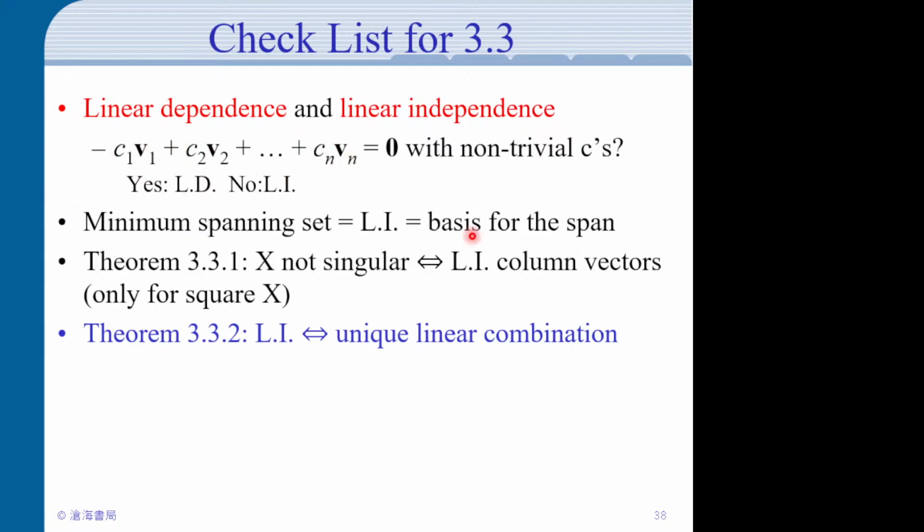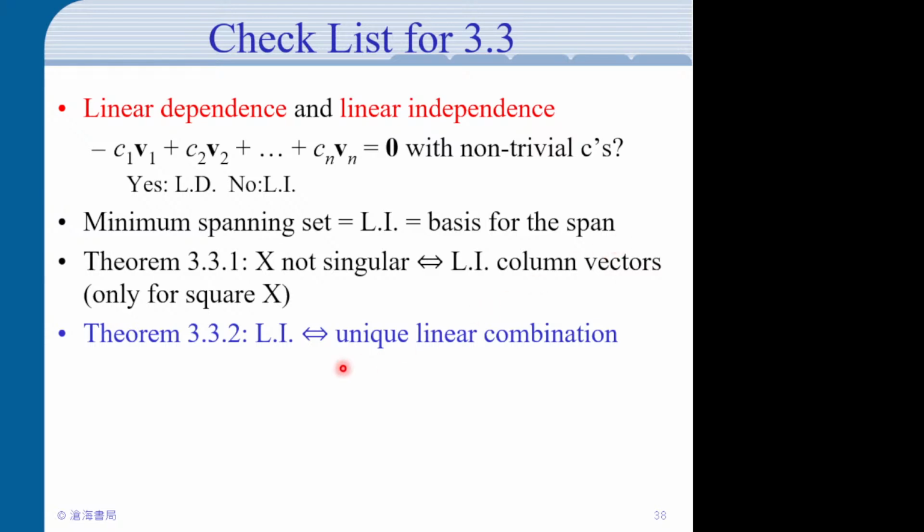And then we have the concept of basis, which we will talk about more. And we have these columns. Okay. So we have a square matrix characterization once again. For a square matrix X, X is nonsingular if and only if the columns are linearly independent.